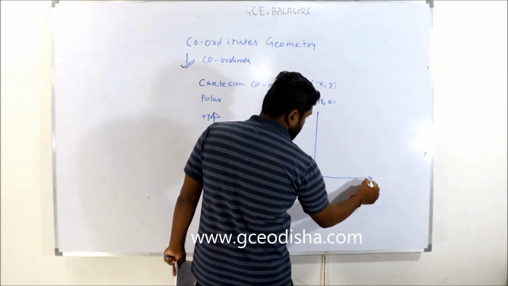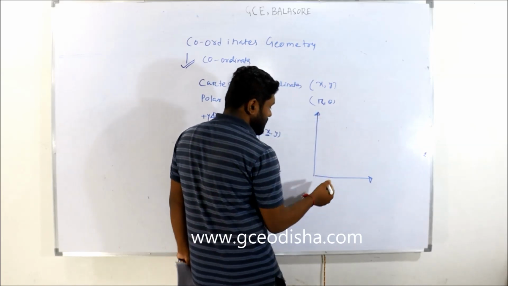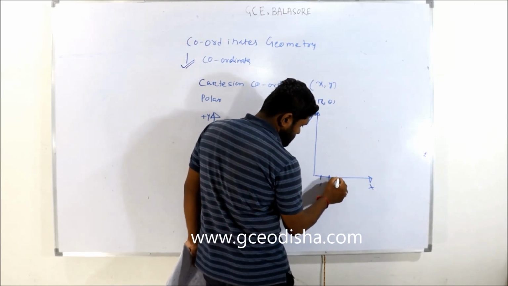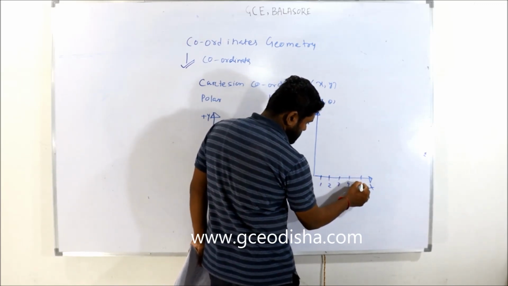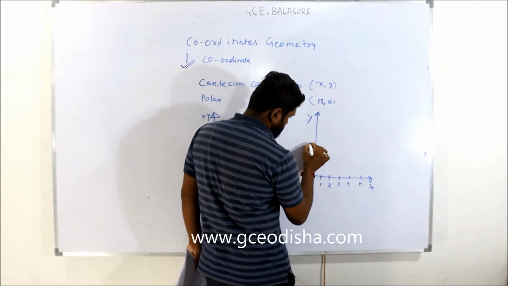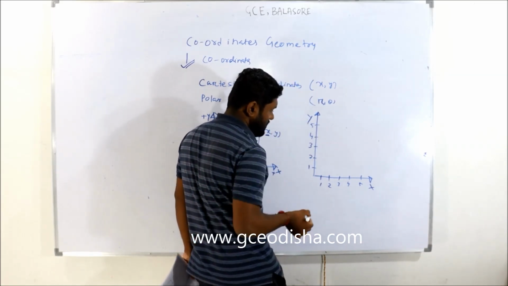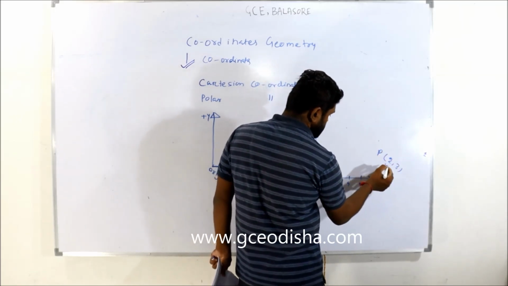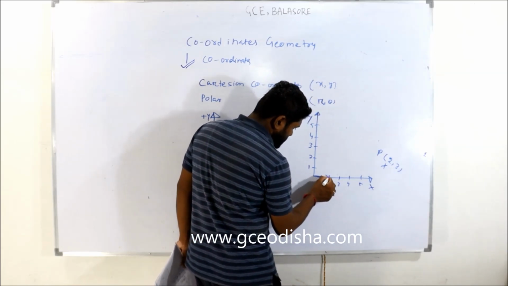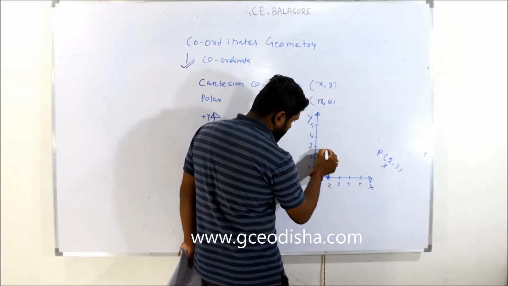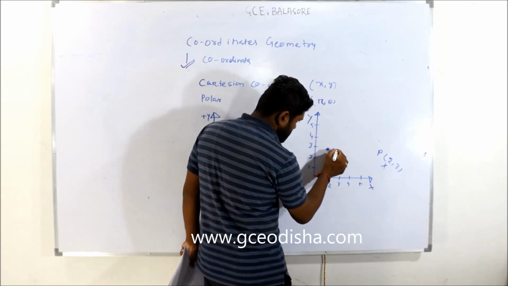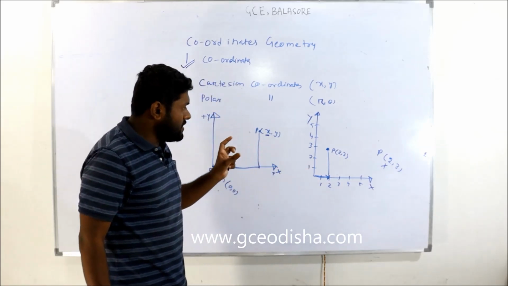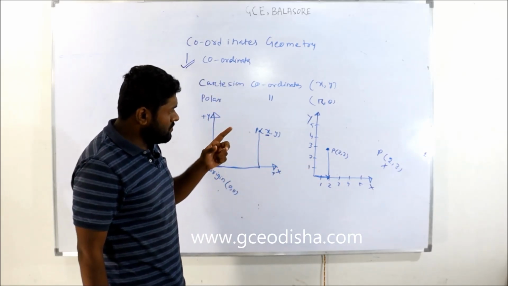Suppose this is positive x, this is positive y, and the marks are 1, 2, 3, 4, 5 on each axis. Let's find the point P(2, 3). It goes 2 units in the x direction and upward 3 units in the y direction. The point P(2, 3) will come here. First you should know how to plot the points.